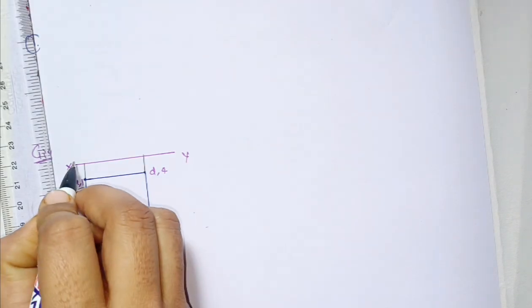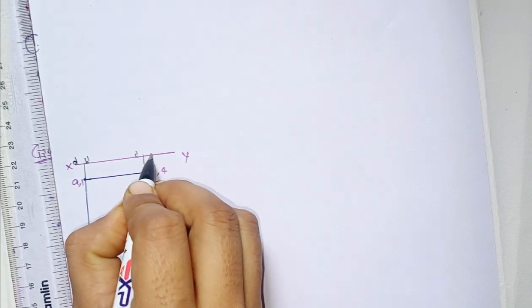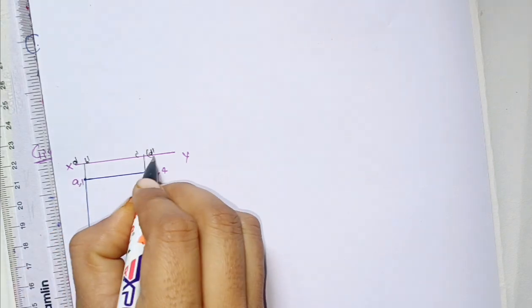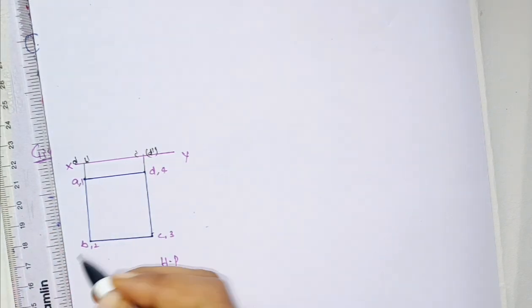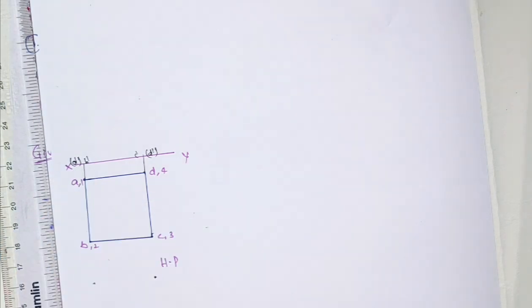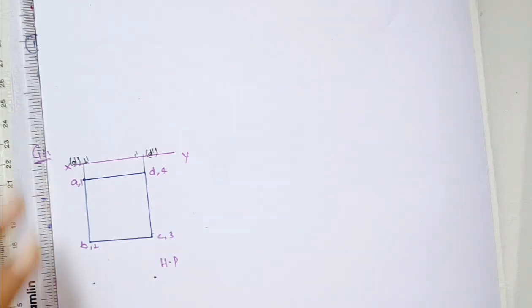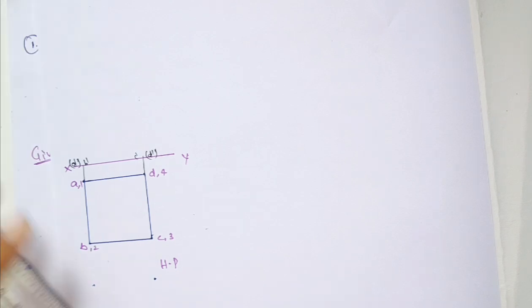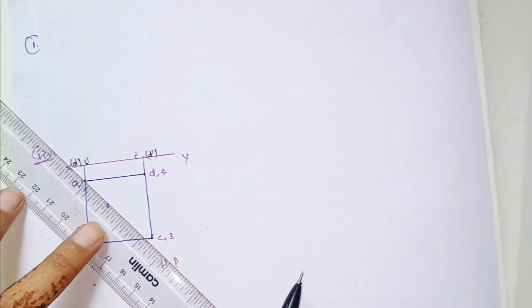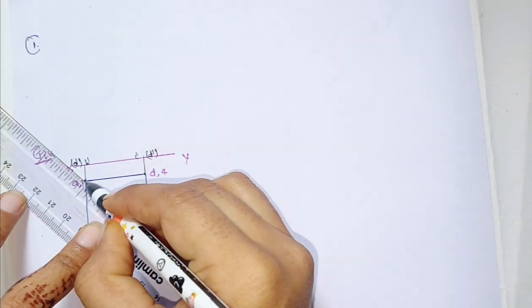Then you get A prime and B prime, C prime and D prime, and D prime is a hidden point, that's why I am mentioning the bracket here. Here also A prime is a hidden point, that's why I am mentioning it here. So you have to draw the axis. The axis is equal to 60 mm, given in the question.